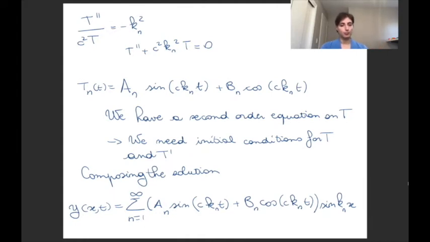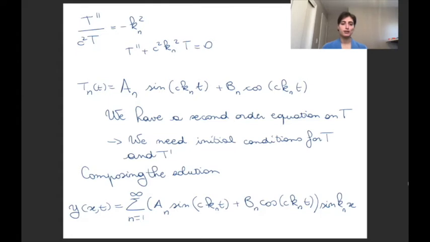Then we go to the time part of the equation. So we have T'' divided by c squared T equals minus k_n squared. By now, we know that c squared is positive. We know that k_n is real and positive itself, so k_n squared is definitely positive. So we know that T_n is a sum of sines and cosines. And here is where you notice that we need initial conditions for T and T prime because we have a second order equation on T.